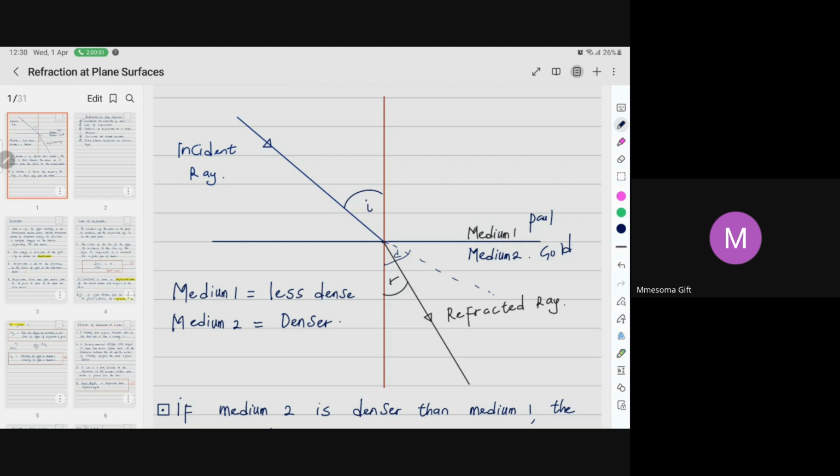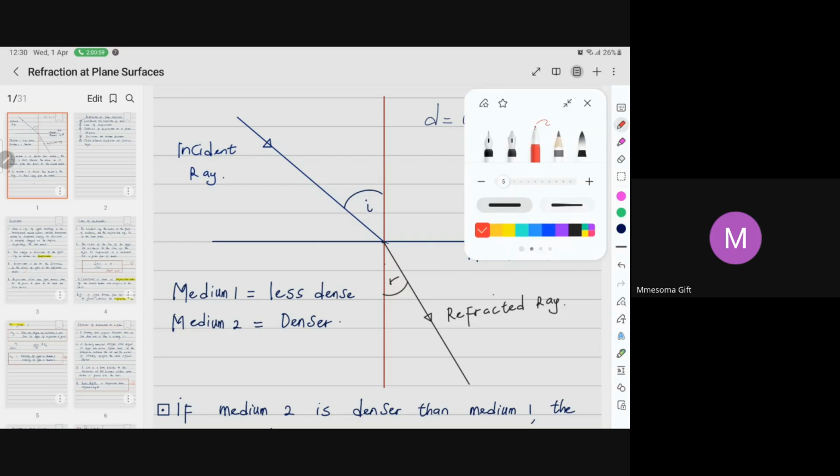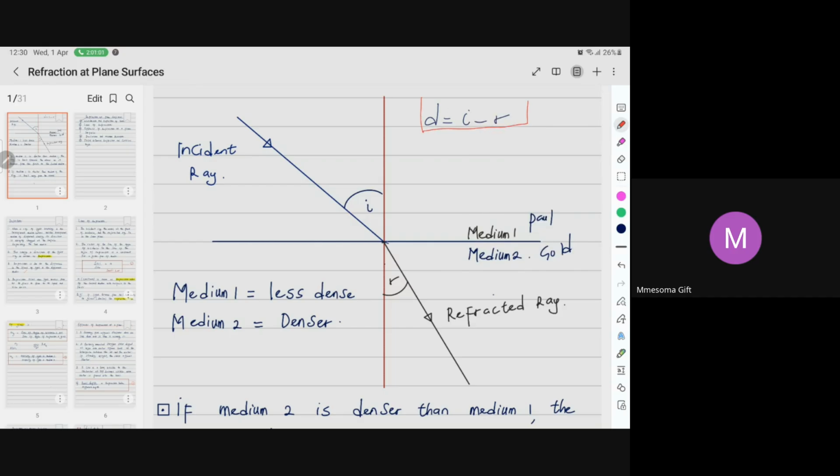All right. So to do that, you subtract. So D is equal to I minus R. Please take note of that as you go. So that's your deviation. All right. I hope that makes sense to you guys.